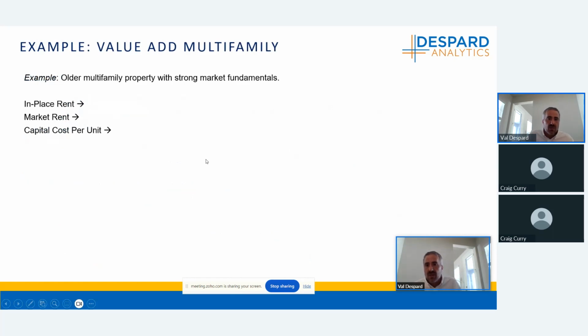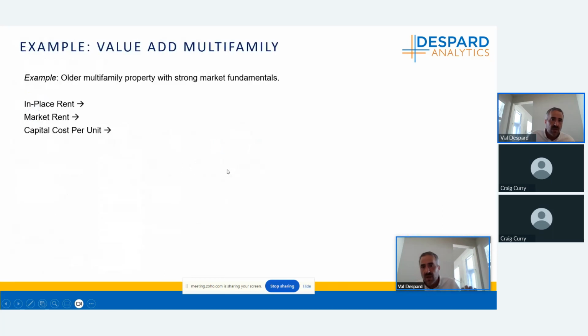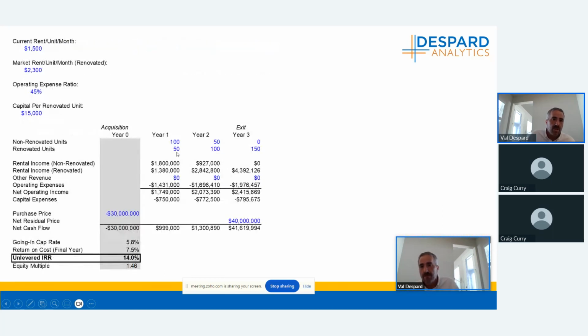So I pulled in a really simple analysis for a value add multifamily, dropped in the spreadsheet here. I can share the spreadsheet with you if you want, just let me know. But current rents, market rents, just a few assumptions on capital. You renovate it over 3 years, you exit in 3 years. So unlevered IRR 14 in this example.